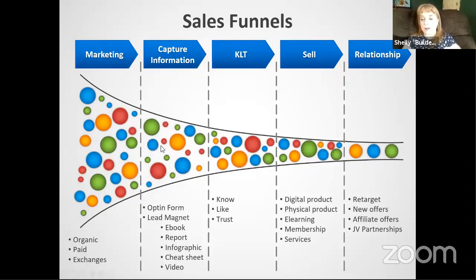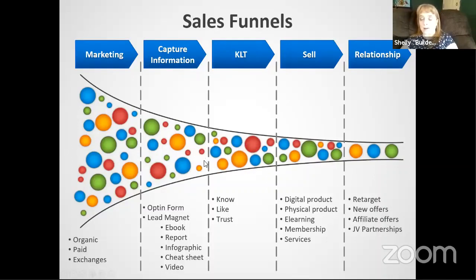And then once we get to the opt-in form, we're going to send them to an information page, a sales page, a webinar page, something that's going to educate them about us, our product, our company, whatever. So we're developing a know, like, and trust factor. And again, we're not going to keep everybody. Some people are going to bail out. So this gets a little bit narrower and a little bit narrower. What we're doing is we're actually getting closer and closer to the people that are going to buy from us.